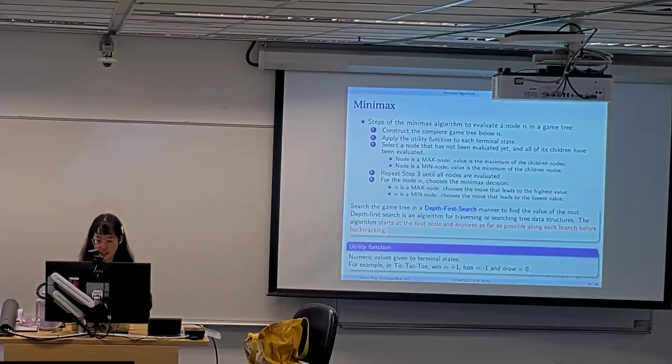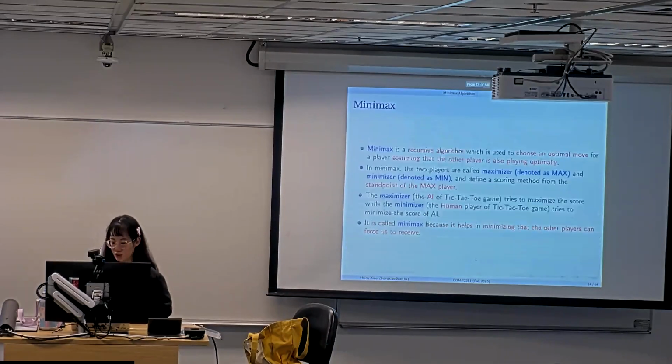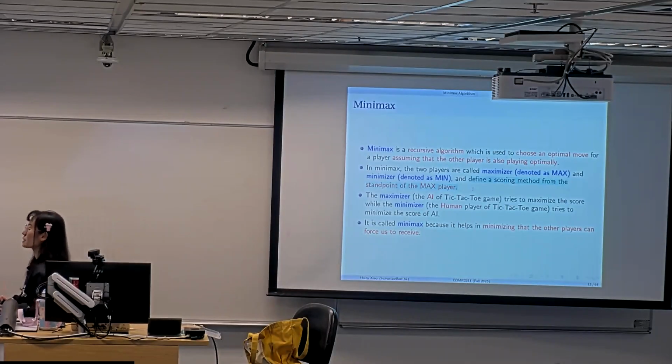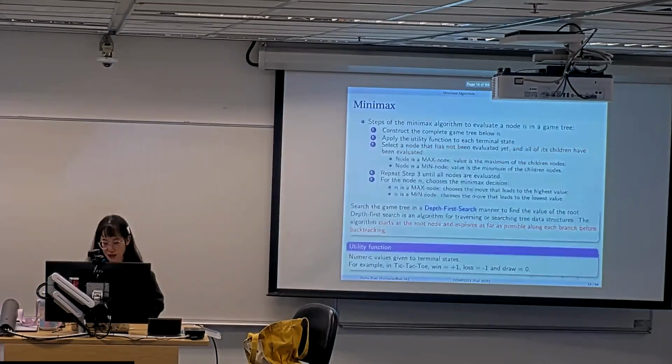This is a complete game tree. And then we apply the utility function to each terminal state. The utility function is the numeric values given to the terminal states, and it is exactly the scoring method from the standpoint of the Max player that we said we need to define. For example, in tic-tac-toe, we can define the utility function like this.